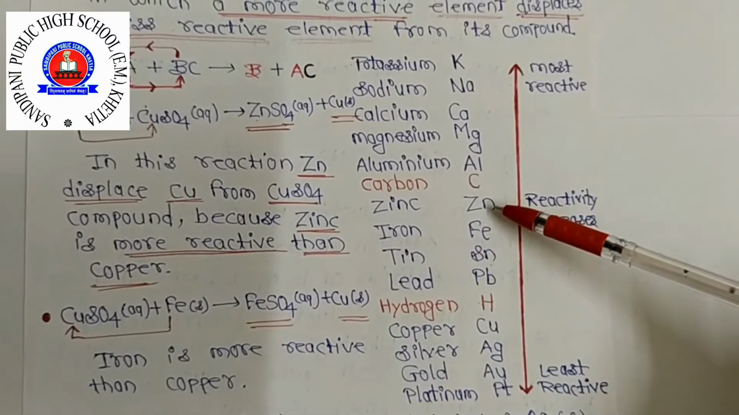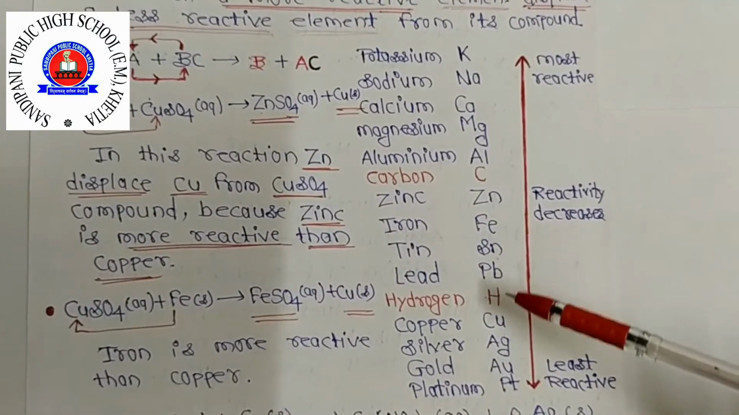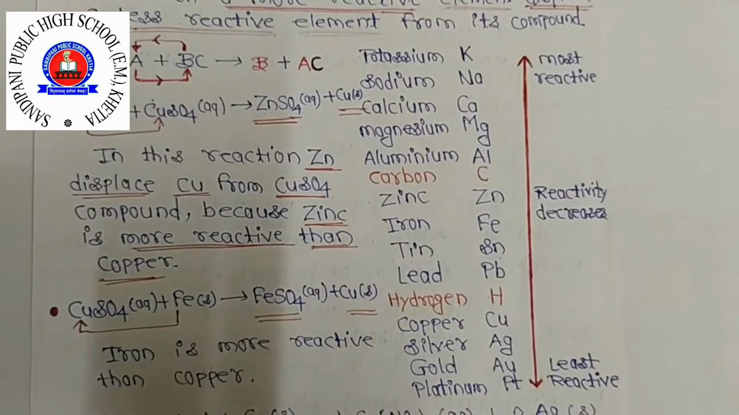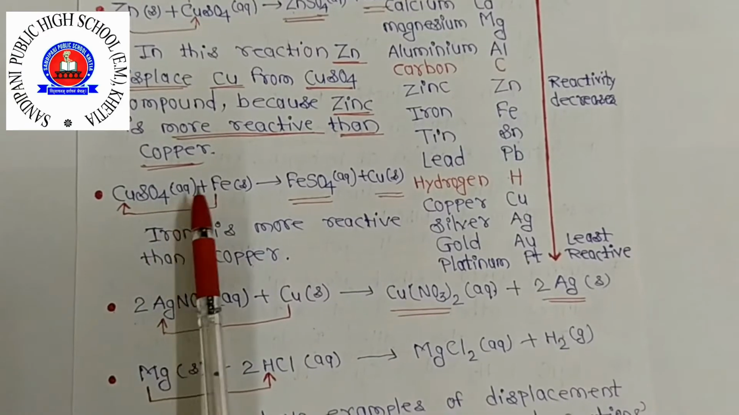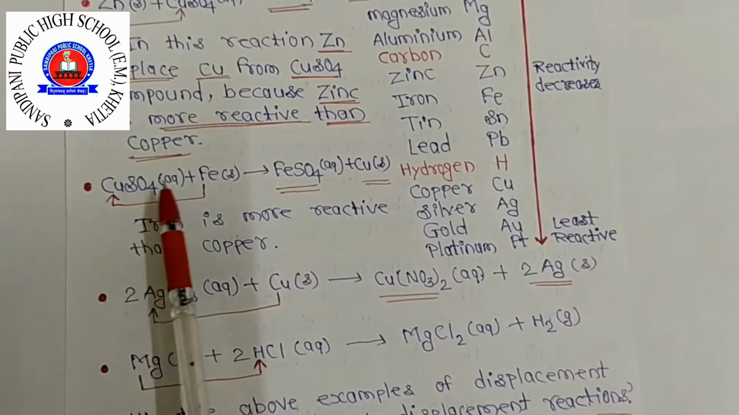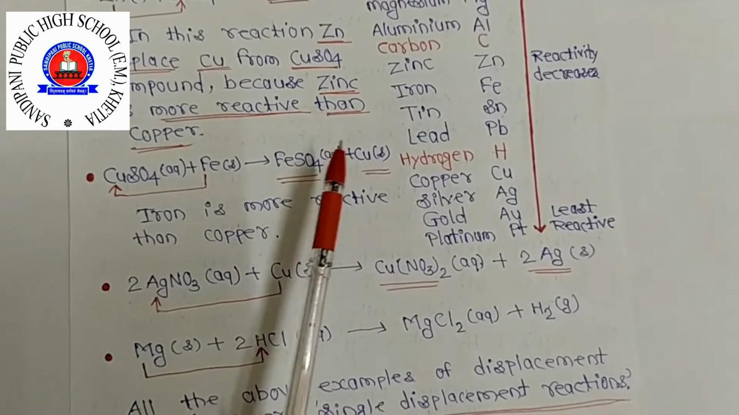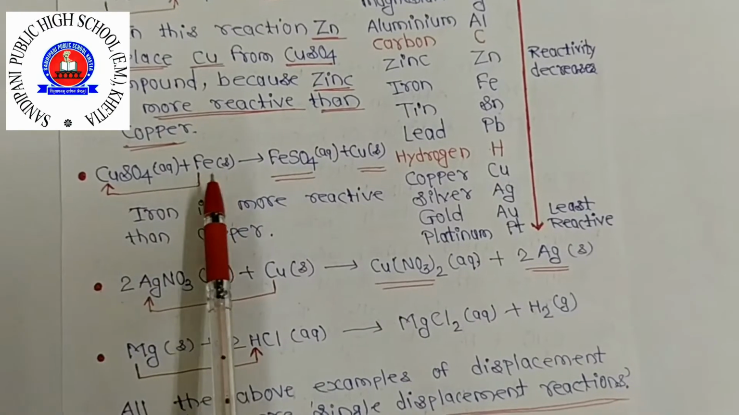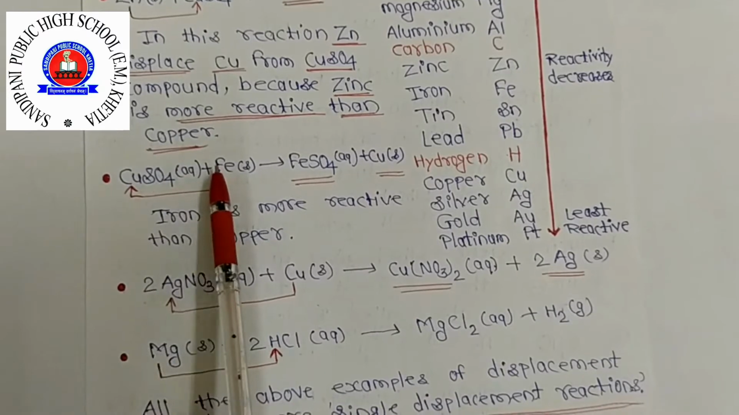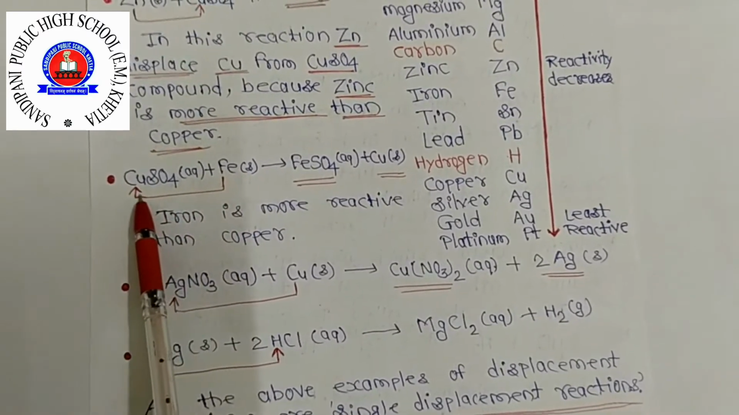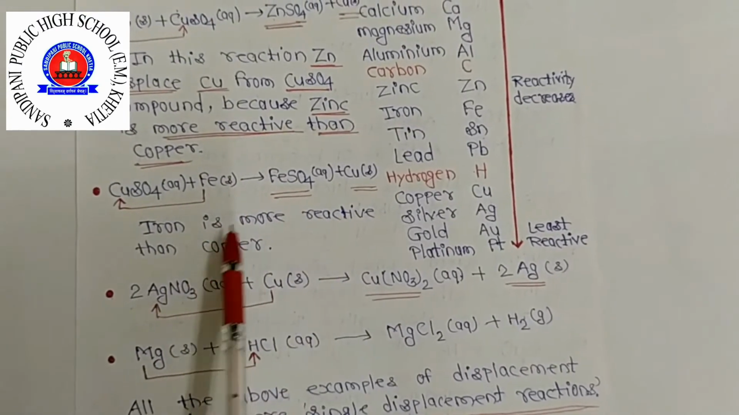So look here, where is the position of zinc and copper? Zinc is more reactive as compared to the copper. Clear this one? Now look at another example: copper sulfate plus iron, then after the reaction ferrous sulfate and copper will form. So here iron displaces the copper. This arrow indicates that iron displaces the copper, so iron is more reactive than copper.